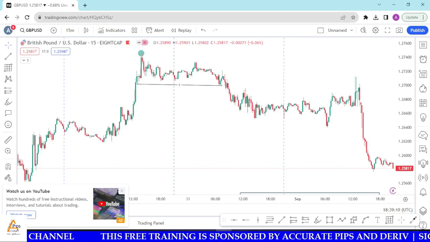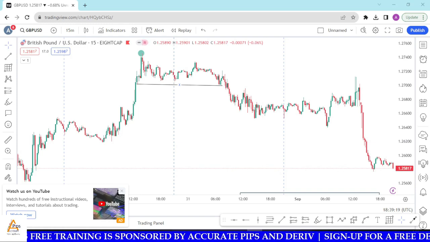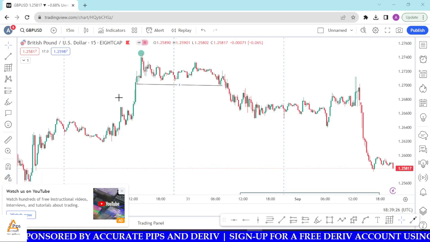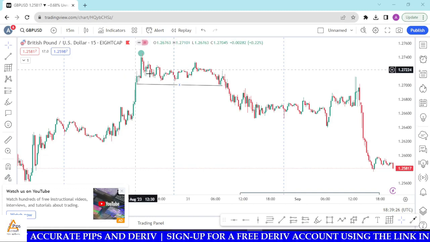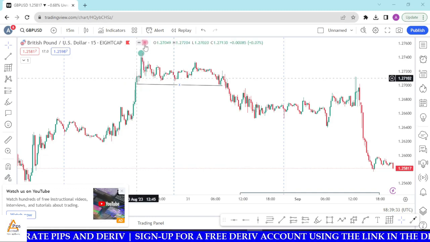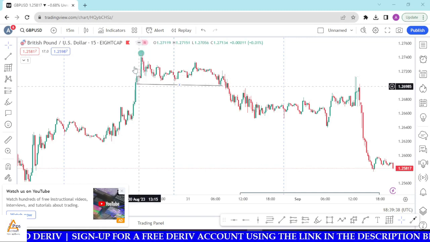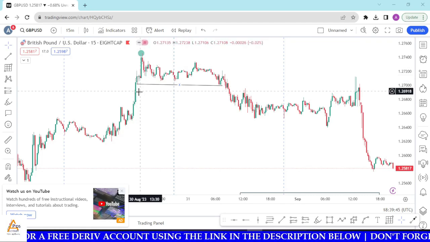Somebody was asking, is inducement the same as a pullback? Yeah, the first valid pullback after we take a high or a low. So you see here, this is a normal high, not a break of structure high. This is a normal high that has been taken out. But before then, we see this red candle taking the low of this green candle. Because we are in an uptrend, when that happens, that is a valid pullback.